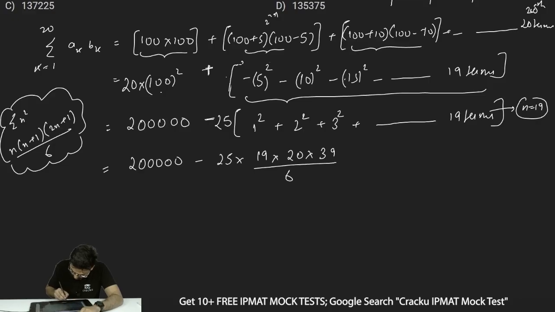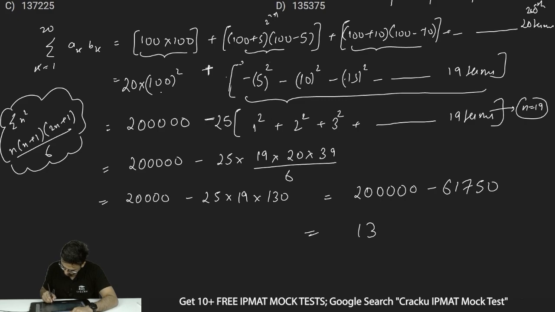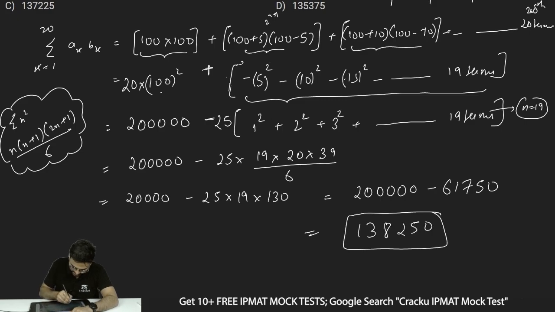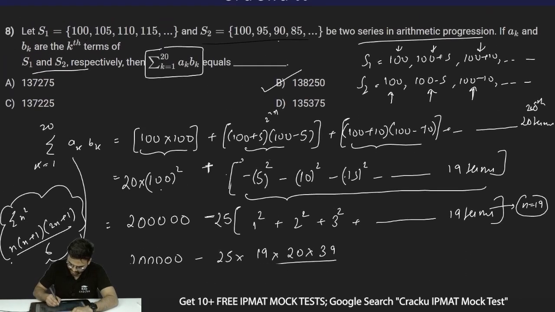So this will be equal to 2 lakh minus 25 into 19 into 130. This will be equal to 2 lakh minus 61750, and this will be equal to 138250. Thus the value of this thing will be 138250, and therefore option B will be the correct answer.